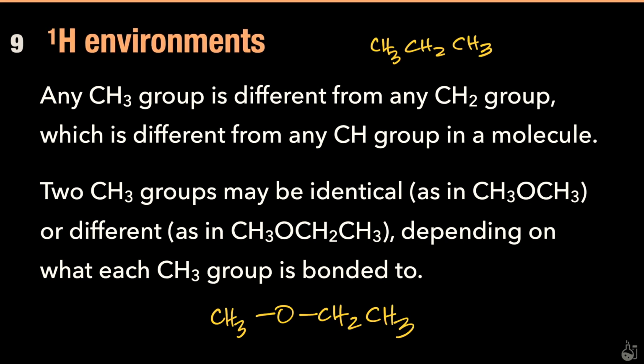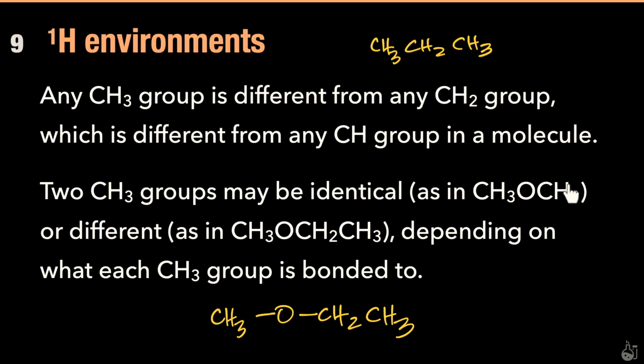So this structure that I've drawn right here is actually corresponding to this one. And why is this CH3 different from this CH3? Because the one on the left is directly bonded to O. The one on the right is bonded to a CH2. That makes these two different CH3s.